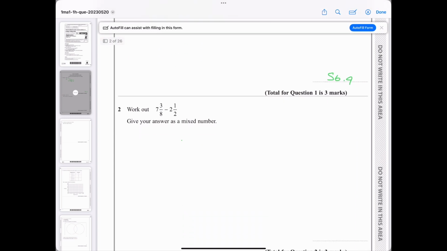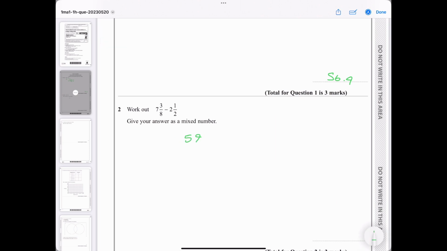Right, work out this and give your answer as a mixed number. So that 7 times 8 is 56, plus 3 is 59 over 8. And then minus 2 times 2 is 4, plus 1 is 5 over 2. And then we just need to make the bottom 8 for both, because 2 goes into 8 4 times, so we'll do that. If 2 goes into 8 4 times, then we times the top by 4 as well. That makes that 20. And our answer is 39 over 8.